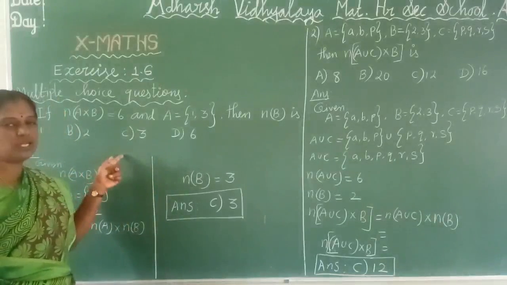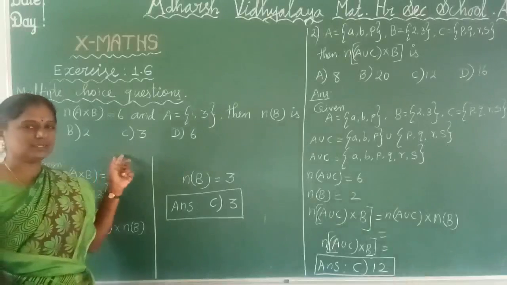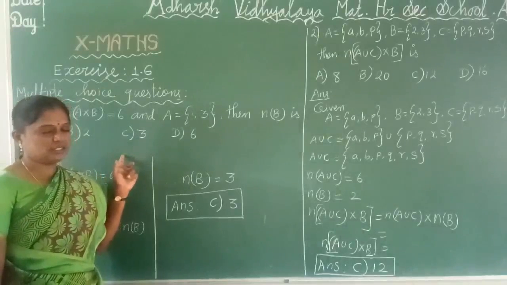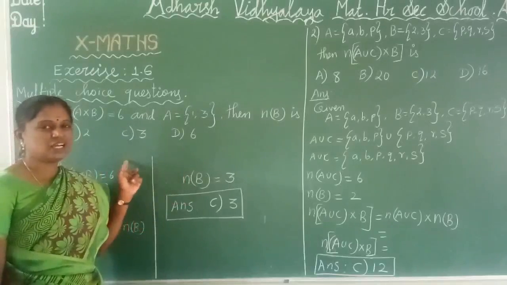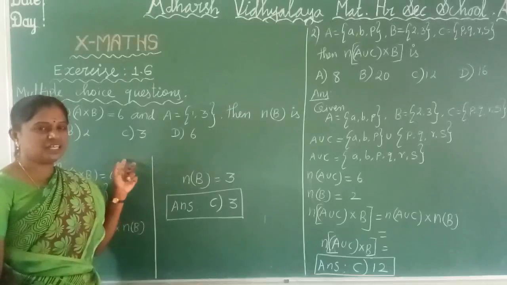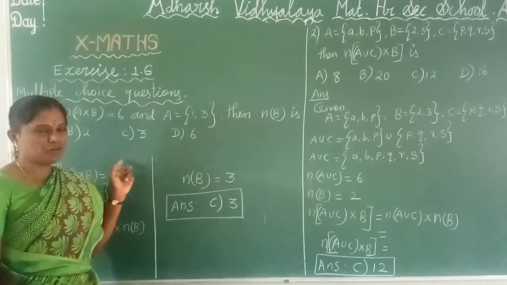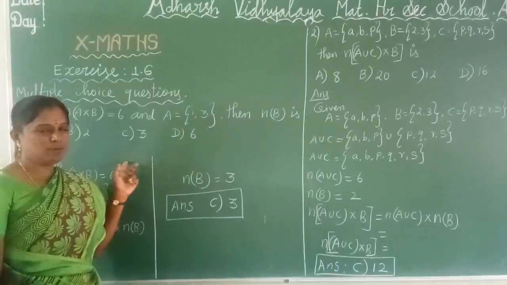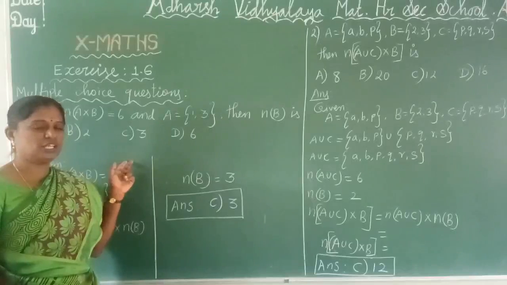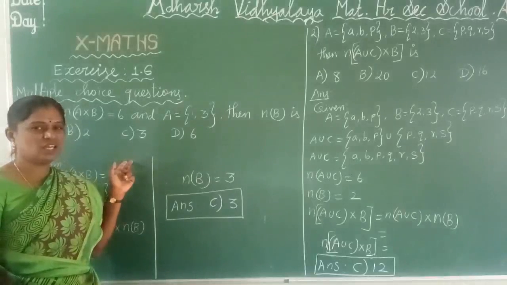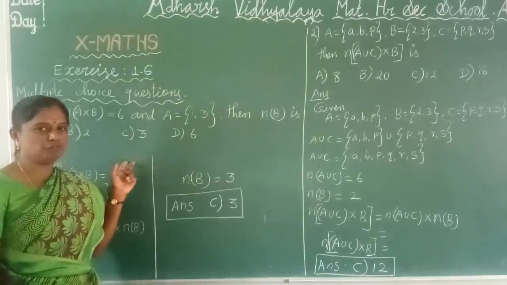So once again, recall what we discussed in the first exercise: cross product. Two sets are given, and you have to find the ordered pairs, that is a cross product. Second exercise: relations. Third: functions. Fourth: types of functions, namely one-to-one, onto, into, many-to-one functions, and also constant function, identity, and real valued functions.